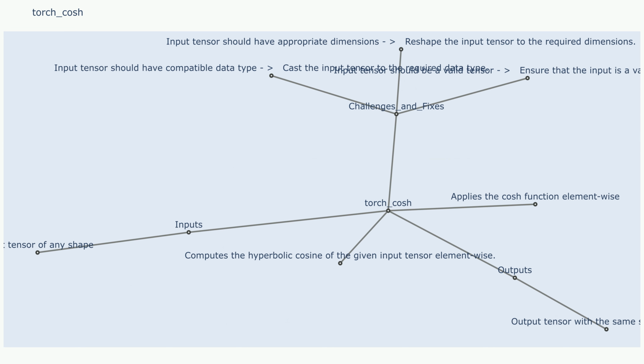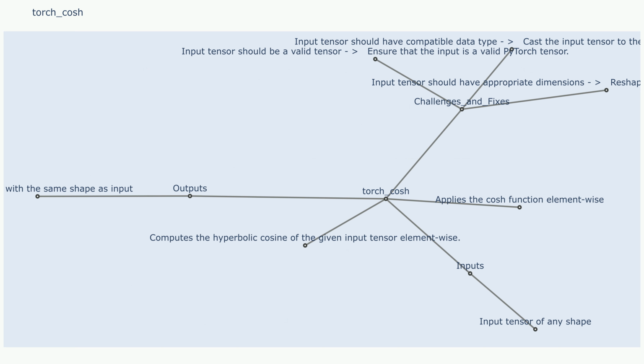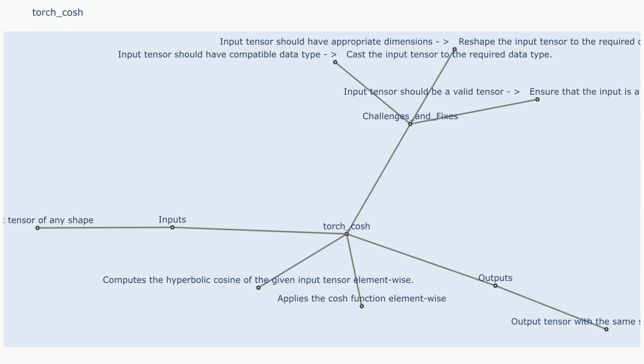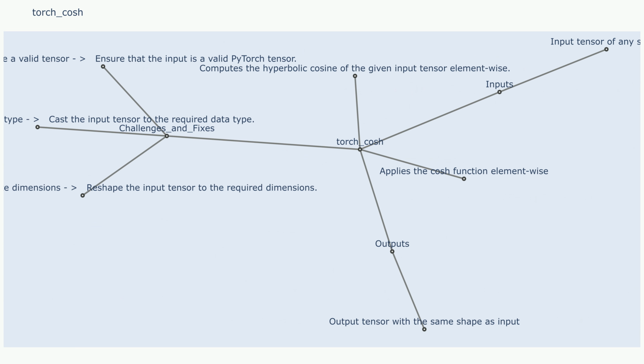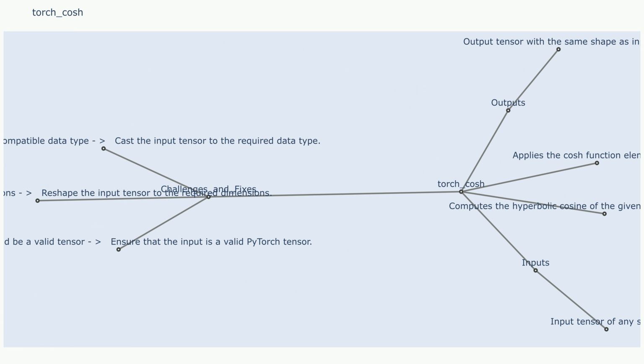Challenge 2, overflow. Sample use case that resulted in challenge 2: the input tensor contains extremely large values. The calculation of exp(x) and exp(-x) might result in an overflow error, as the values exceed the maximum representable value for the data type. Fixes to challenge 2: use a data type with a larger range, such as float64, to accommodate the larger values. You can also consider rescaling the input values before applying the hyperbolic cosine function.